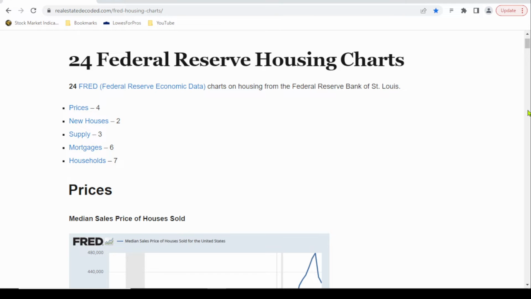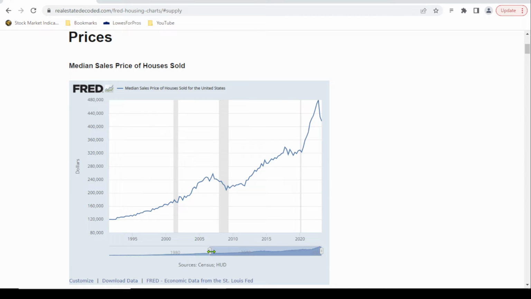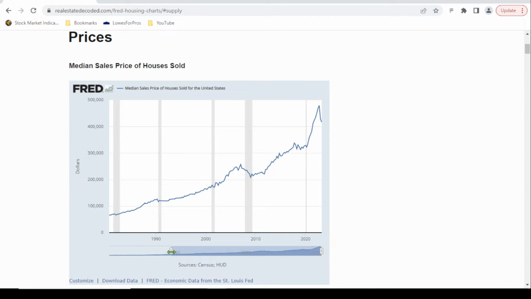Today we're taking a look at multiple charts from the Federal Reserve covering the real estate market. We'll take a look at home prices, supply, and home ownership rates. Starting off with median sell price of houses sold. And these are national home prices.